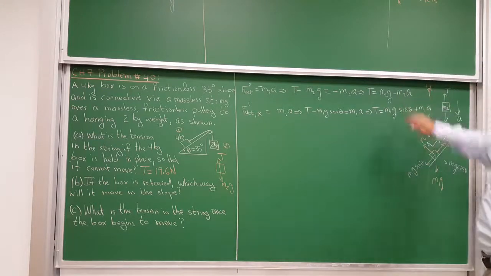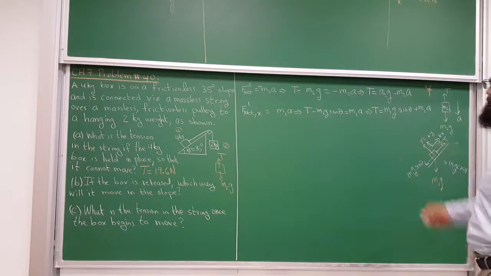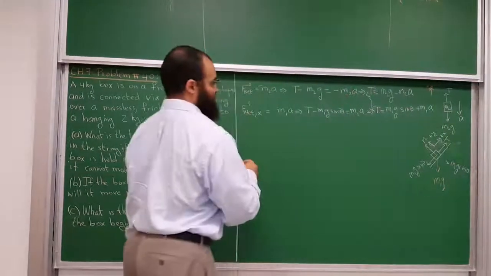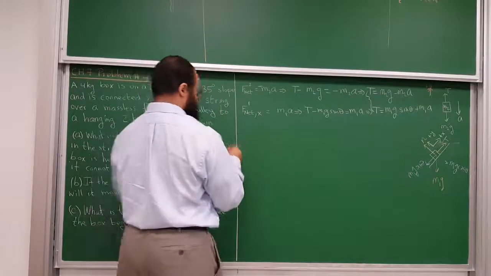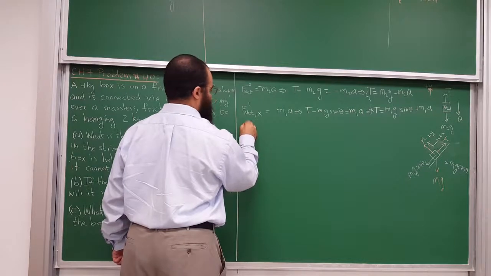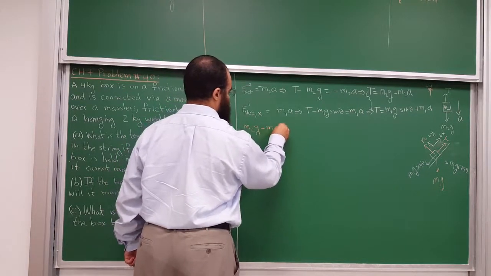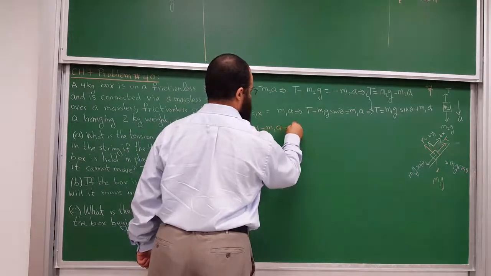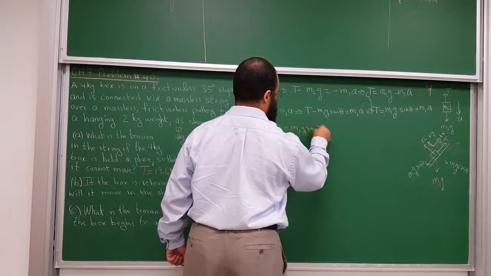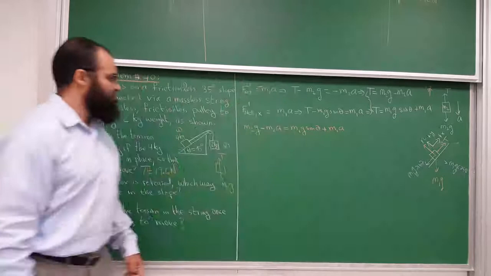So these two have to equal each other, because T is equal to this and T is equal to that, so they have to be equal. So I'm going to combine these two equations and set them equal to each other. Let's write with a different color. So I get m2 g minus m2 a is equal to m1 g sine theta plus m1 times a. I have that.